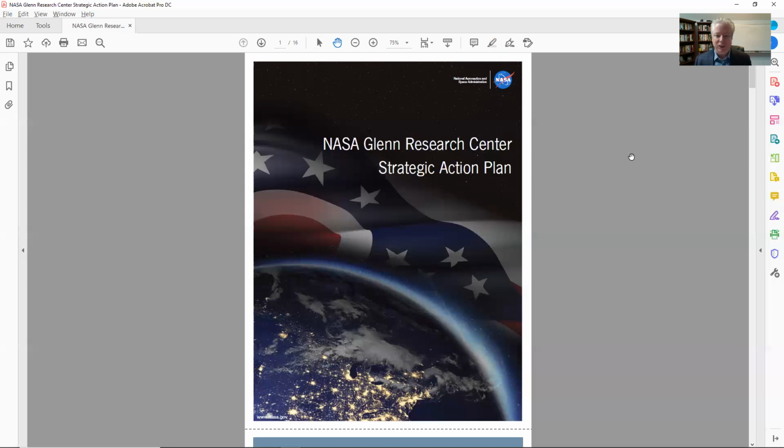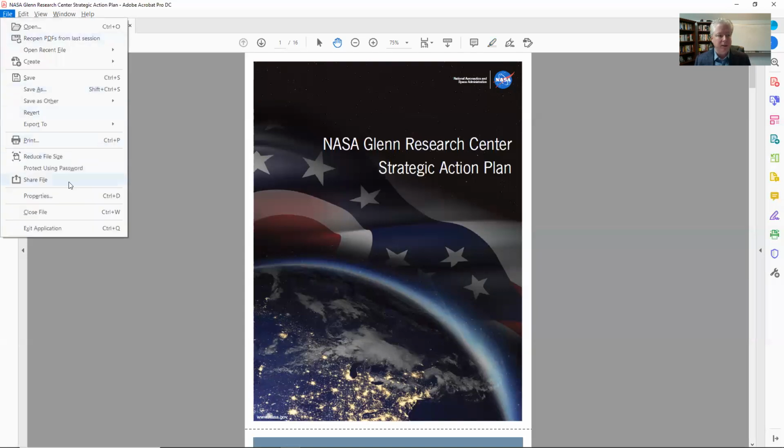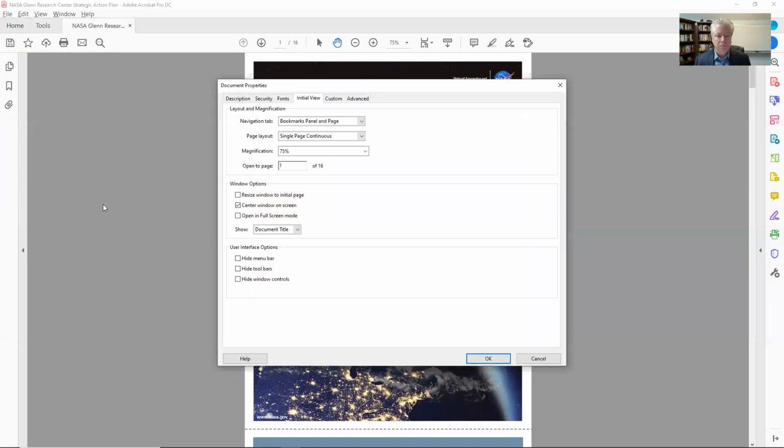I'm assuming it's like a 2020 or whatever year this is strategy document. One of the first things I do just to get a gauge of it is, if you download this into Acrobat, you can go take a look at their properties. And that's what I'm going to do here.